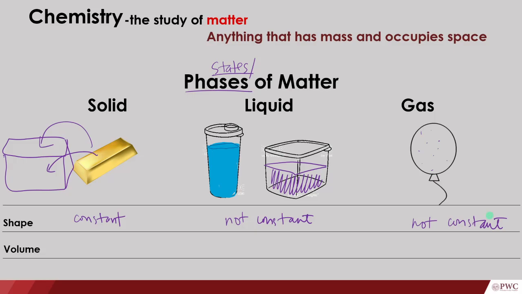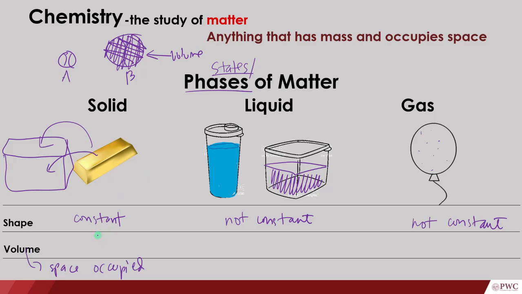Now let's talk about volume. Volume is the space occupied. For example, here we have ball A and ball B. Which of the following balls has larger volume? It's obviously ball B, because ball B occupies more space. And again, this space that is occupied, we call the volume of the object.